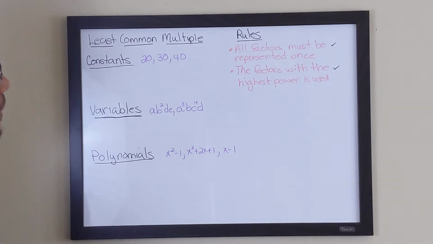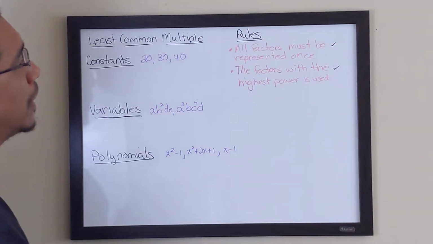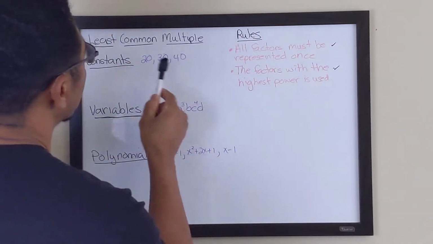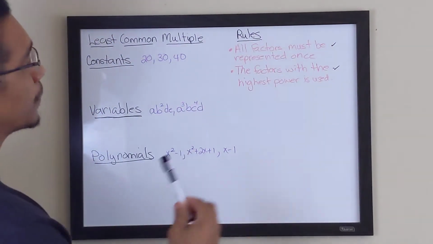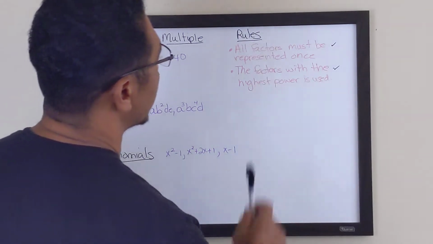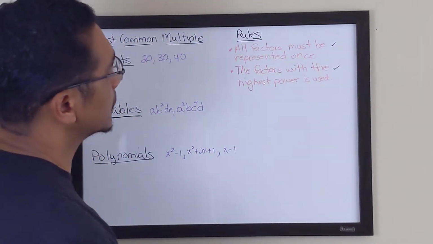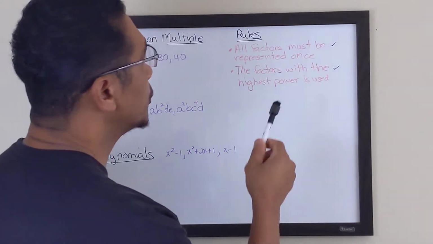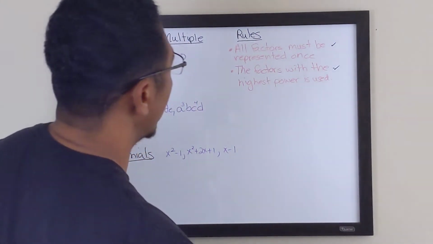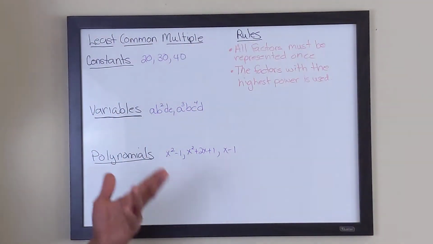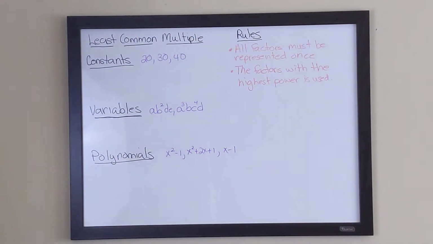And before we get started, let's talk about a few rules. Basically, all factors that you find when you're comparing these numbers, so different numbers, to find the least common multiple must be represented at least one time. And the second rule is that the factors that you find, you're going to use the one with the highest power. And let's talk about how that's done. Okay, right now it might not make any sense to you, but let's go ahead and get started.